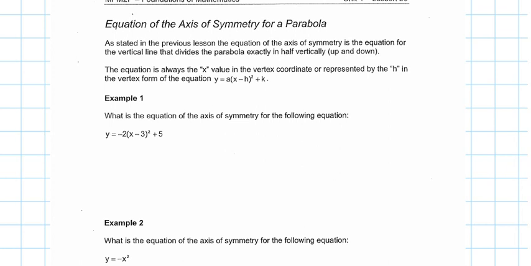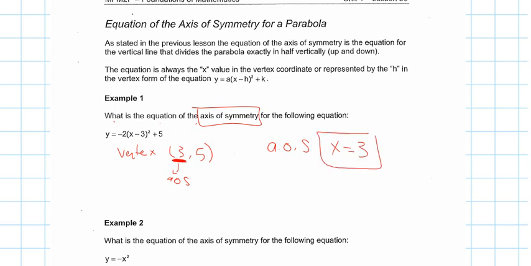If the question is asking me what is the equation of the axis of symmetry for the following equation, what would I say? 3? Yeah, because my vertex is (3, 5), and the x part of my vertex is my axis of symmetry. So I would say that the axis of symmetry is x equals 3. Okay? So I identify my vertex, and then the x part of the vertex is my axis of symmetry.